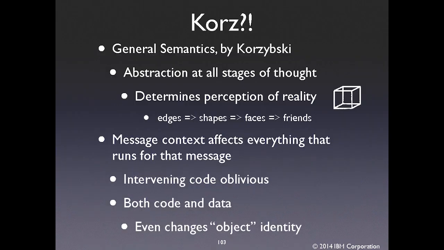Where does the name come from? I'm a big fan of this book called General Semantics by a Polish count named Korzybski. Without going into detail, he talks about how at all stages of perception and thought, we're always looking at things from a particular context or view. And a lot of what we think of as reality is just determined by our perspective at that moment. And of course, here the intervening code can be oblivious, but the perspective matters eventually. Okay, and even object identity is relative in this world, which I love.